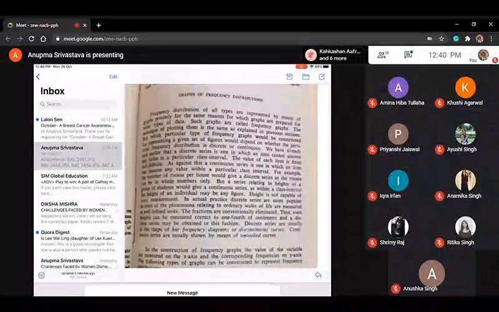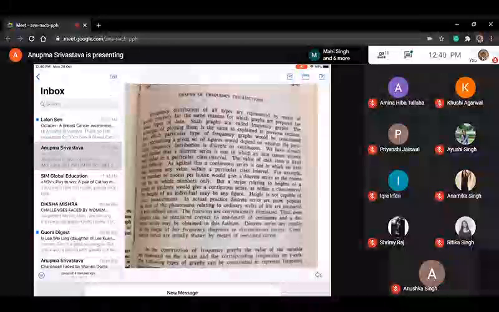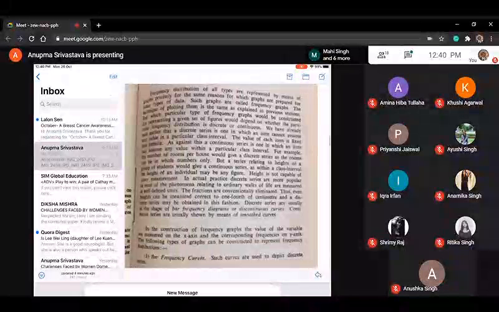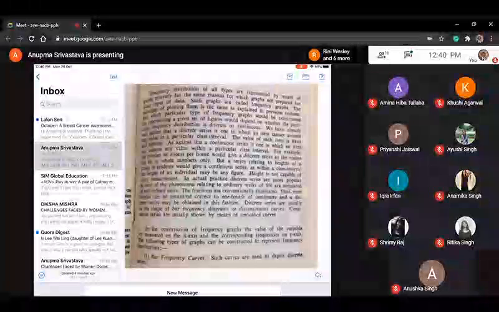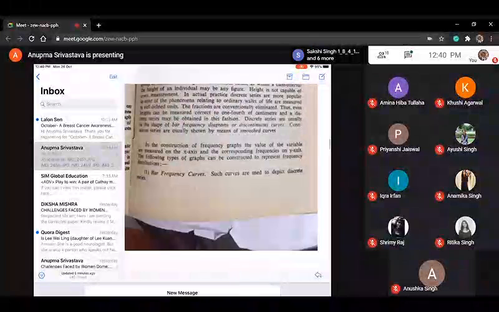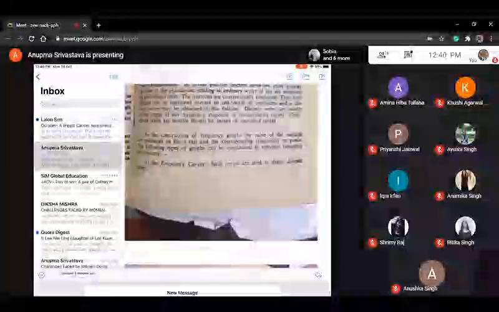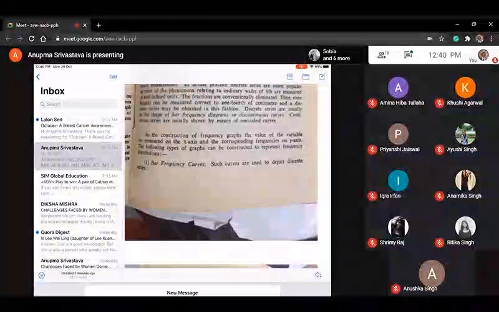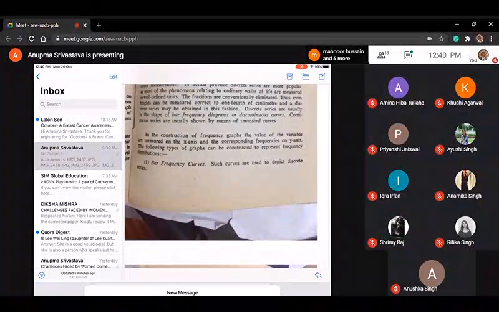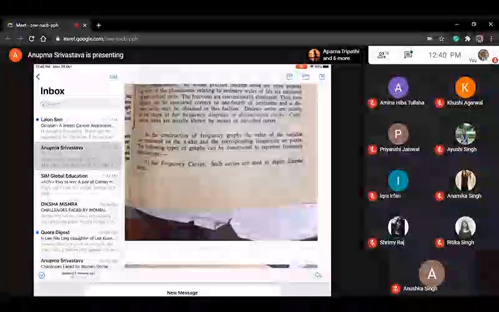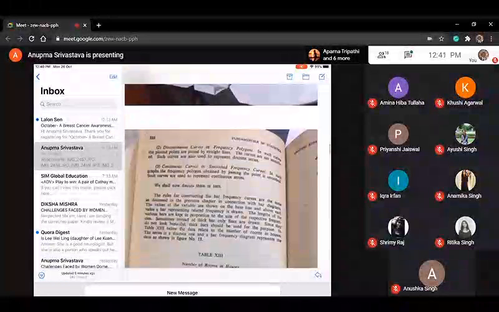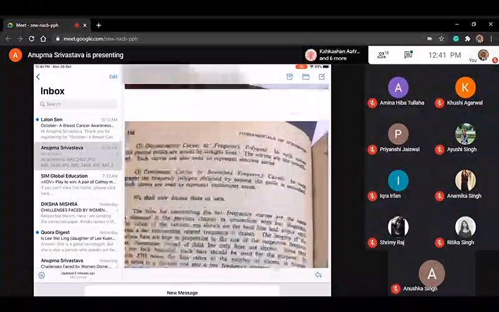So discrete series are usually in the shape of bar frequency diagram or discontinuous curves. Continuous series are usually shown by means of smoothed curves. Now, the following types of graphs can be constructed to represent frequency distribution. And the first type of graph is bar frequency curves, which is used to depict discrete series. The second is frequency polygon or discontinuous curves.